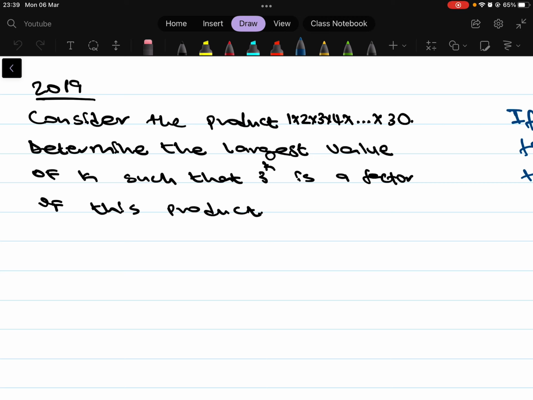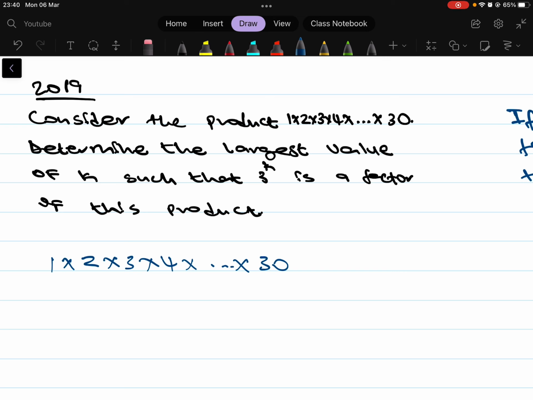So we are required to consider the product 1 times 2 times 3 times 4 all the way up to 30, and then we are required to determine the largest value of k such that 3 exponent k is a factor of this product. Okay, interesting.